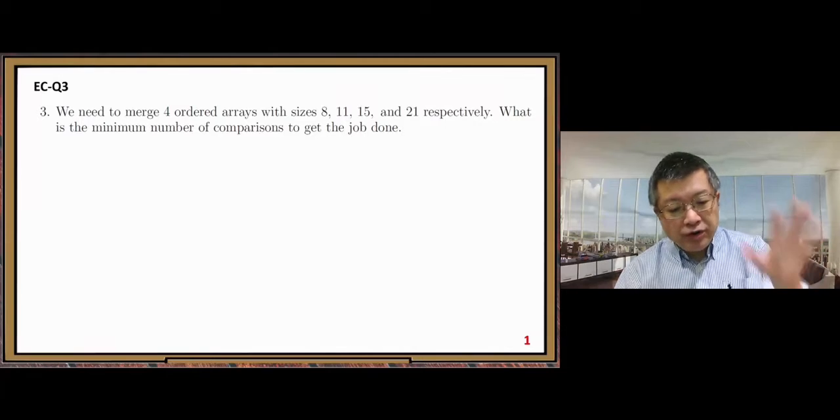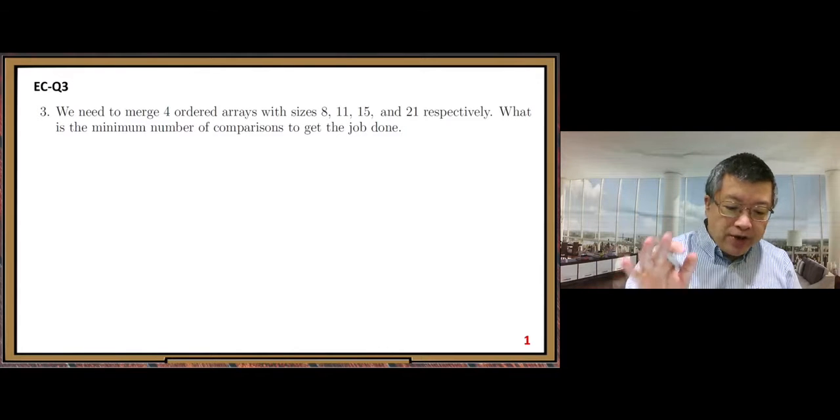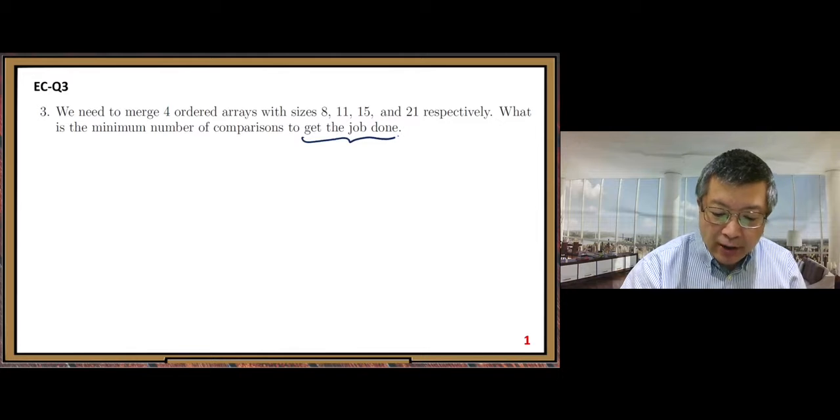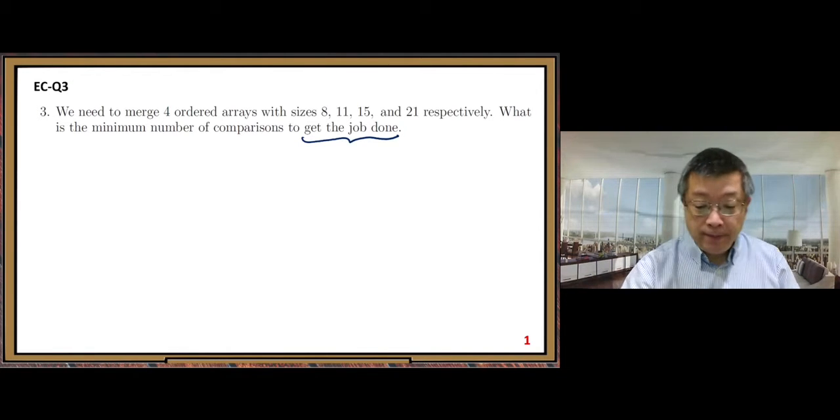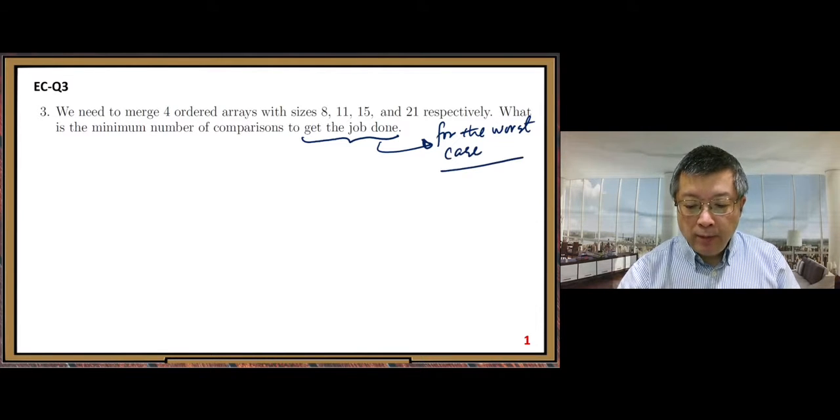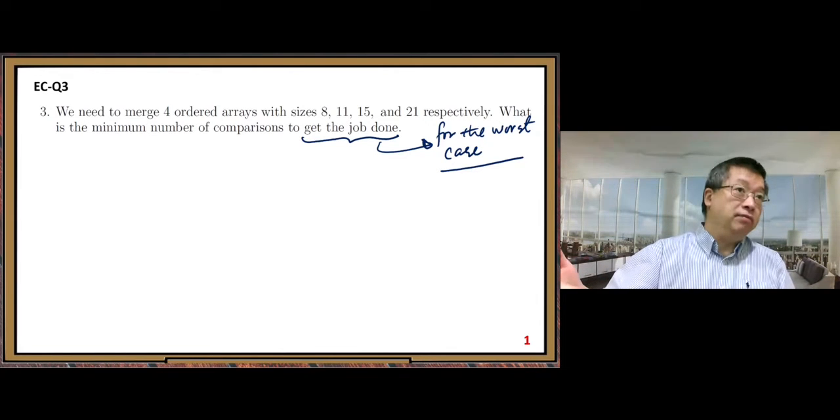One, merge four ordered arrays. All right? And what is the minimum number of comparisons to get the job done? Here, what's the meaning of get the job done? That means for the worst case. Because only if you can handle the worst case, then you can get the job done, right?